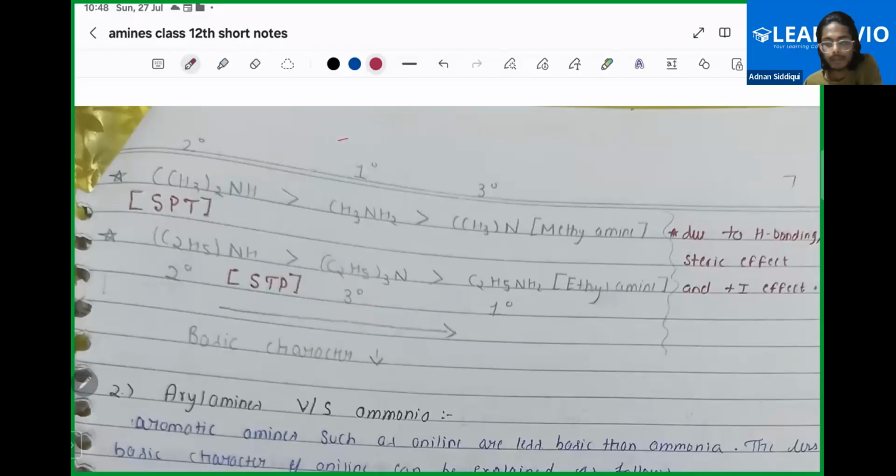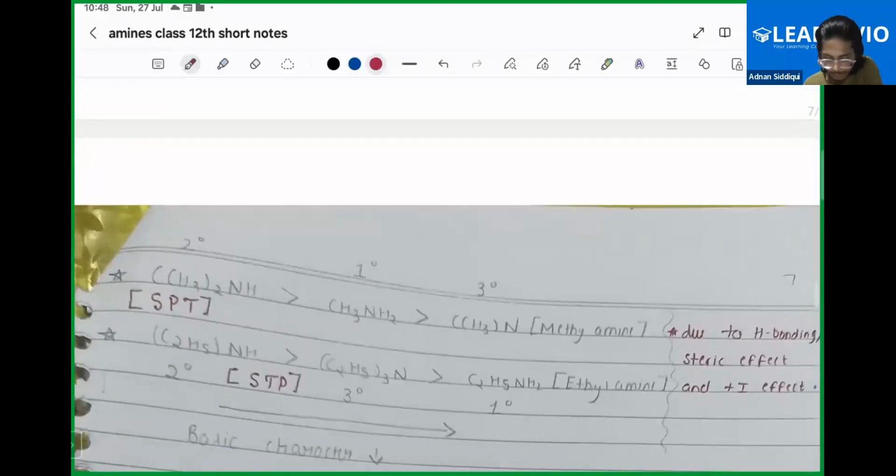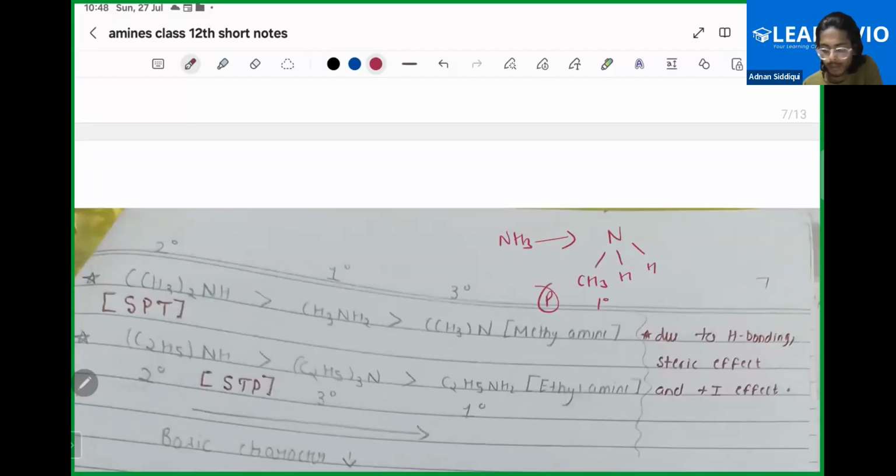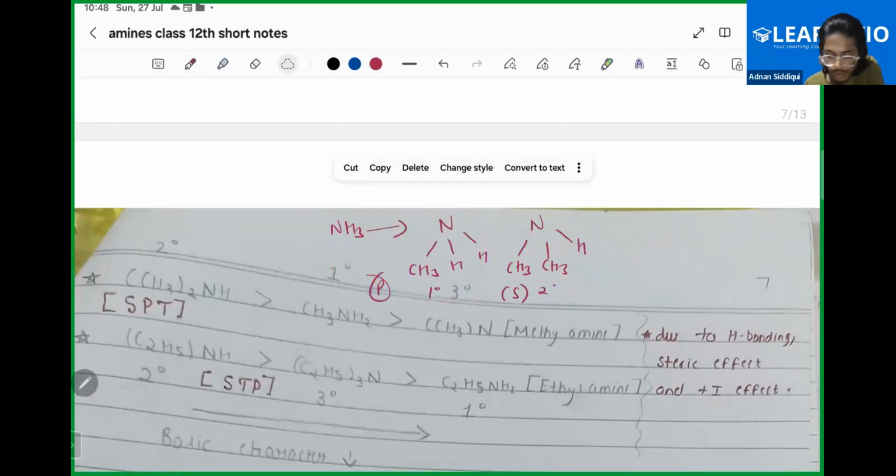What do we mean by SPT? SPT means secondary, primary, tertiary. What do we mean by STP? Secondary, tertiary, primary. Suppose this is your ammonia and you have replaced one hydrogen with a methyl group. This is 1 degree, we can call it primary. If you have replaced two hydrogens with methyl, you will call it secondary or 2 degree. And if you have replaced all the hydrogens on nitrogen, you will call it tertiary or 3 degree.